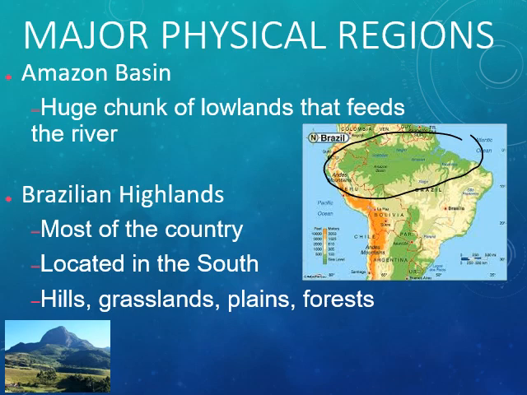The Brazilian Highlands is another major physical region. Most of the country is the Brazilian Highlands, and you can see that. I'll do green here. This is most of the country, and it's located in the south, and there's a lot of hills and grasslands and plains and forests. They're just higher up in elevation, which is why they're called the highlands. Within the Brazilian Highlands, there are also pretty high plateaus with a bunch of different resources that they can pull out as far as minerals go.